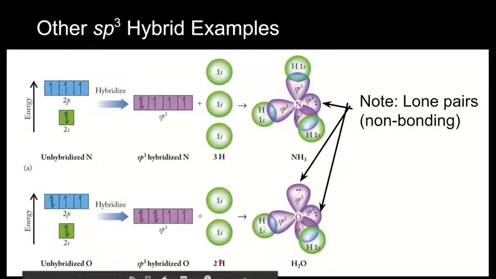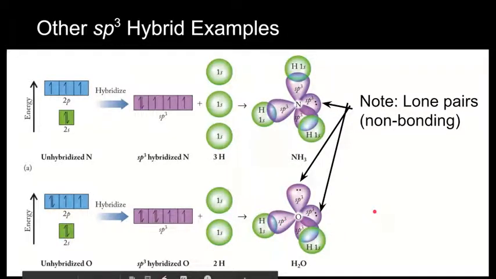Then for 2 hydrogens, each of them having a 1s orbital. So then you can see, remember with water, we have 2 lone pairs. So 2 of those sp3 orbitals are holding the lone pairs, and then 2 of them are sigma bonding with the hydrogen. So again, we have that tetrahedral electronic geometry, and for water, overall bent shape.